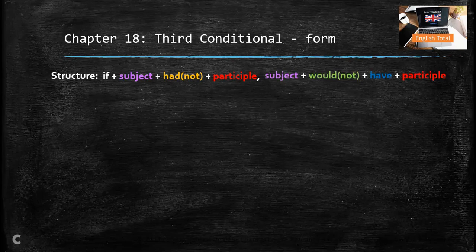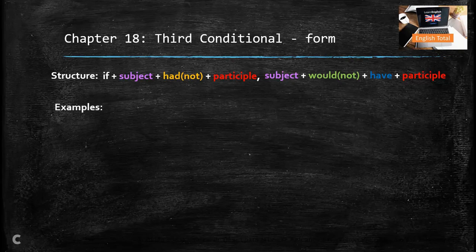The second sentence starts with the subject, followed by would or wouldn't, then the verb have, and again the verb in participle form. Keep in mind that you can change the order of the sentences with no change in meaning, as we've discussed in other videos.